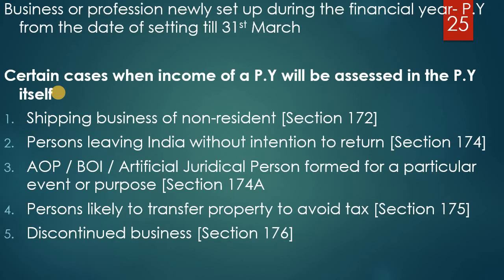There are certain cases where income of the previous year will be assessed in the previous year itself. I have used the short form here, P.Y. Usually income of the previous year will be assessed in the assessment year, the next year. But there are certain exceptions where income of the previous year will be assessed in the previous year itself. What are those exceptions?